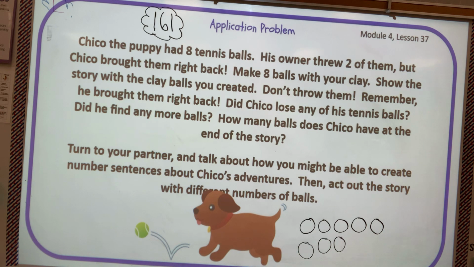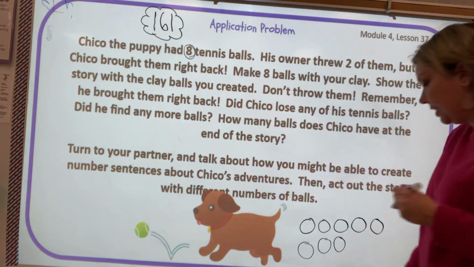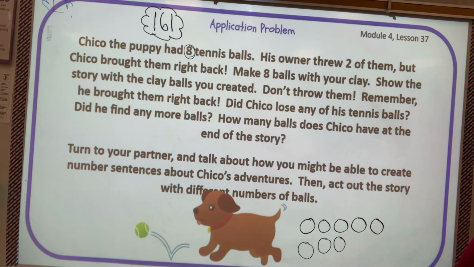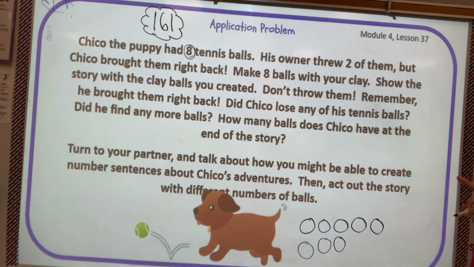So let's look at this story. Chico the puppy had 8 tennis balls. Do we have 8 balls? Yes, you should. You either drew them or you shared them with your cubes. His owner threw 2 of them, but Chico brought them back.